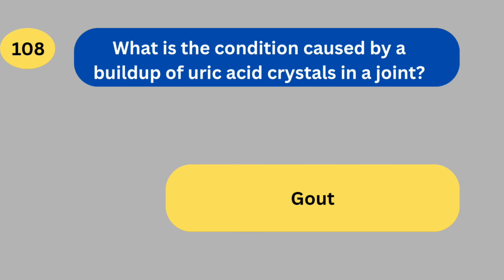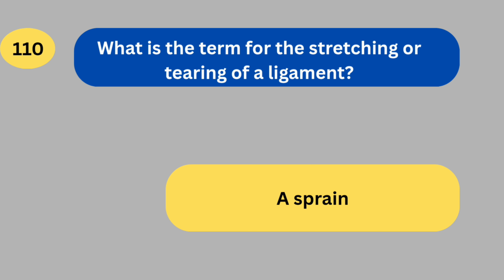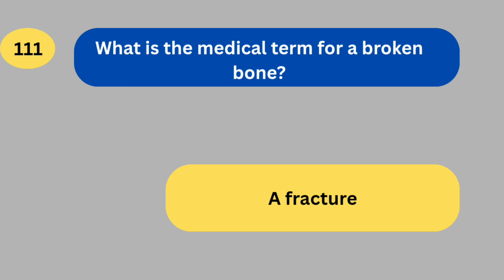What is the condition caused by a buildup of uric acid crystals in a joint? Answer: gout. Next question. What is the term for the displacement of a bone from its joint? Answer: a dislocation. Next question. What is the term for the stretching or tearing of a ligament? Answer: a sprain. Next question.